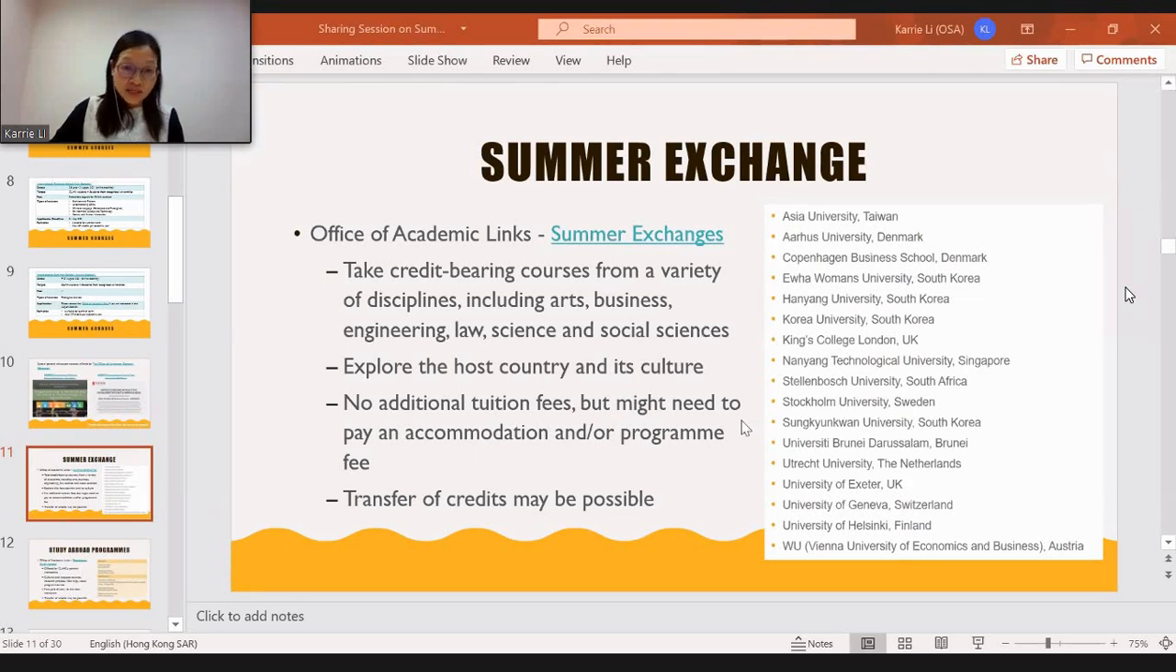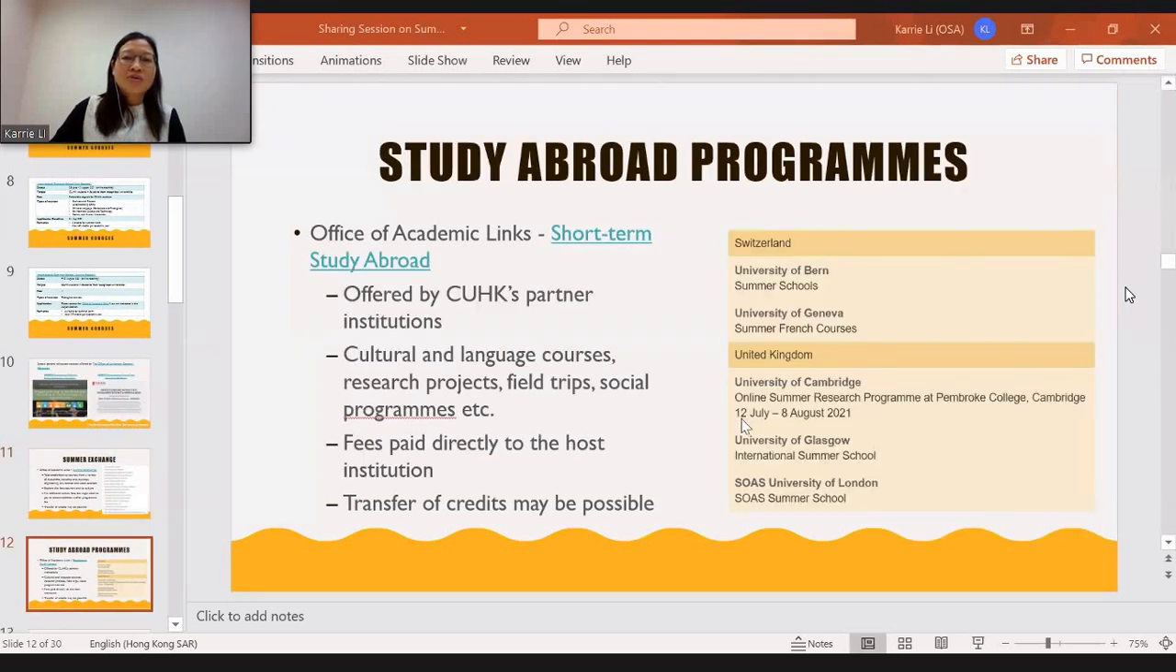And because it is an exchange program, you don't have to pay additional tuition fees, but you will have to pay accommodation as well as program fee if there is any. And it is possible to transfer credits if the courses are equivalent to our courses offered. Okay. So there are also study abroad programs.